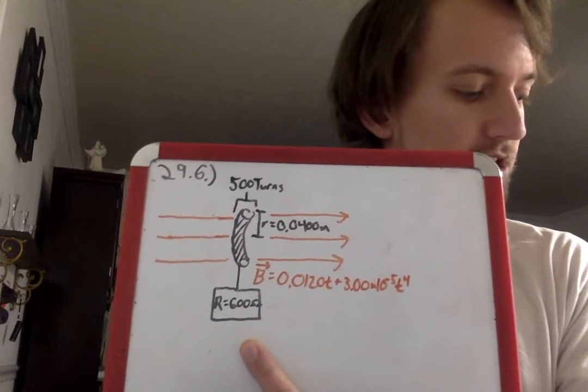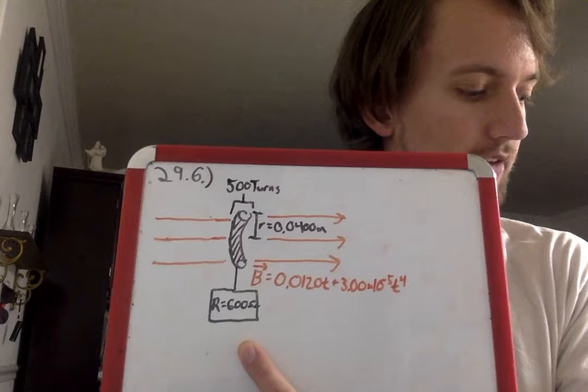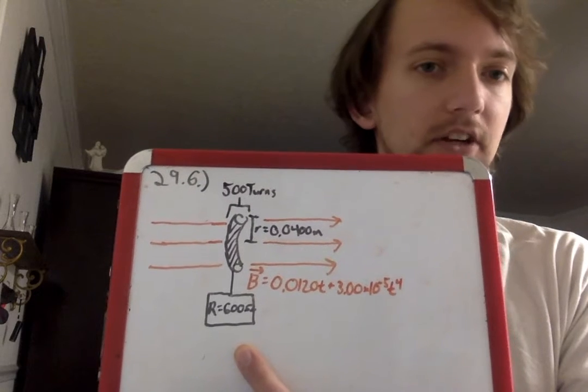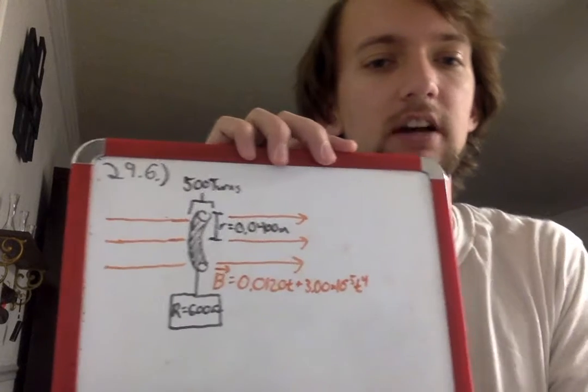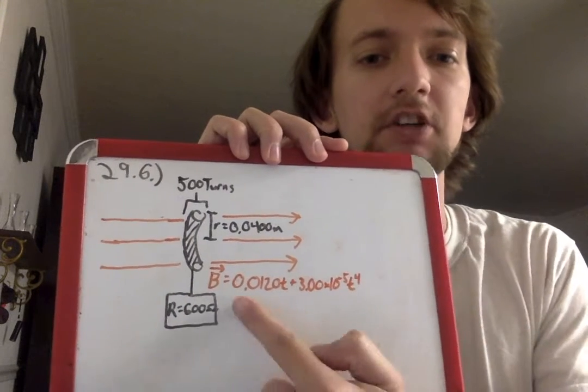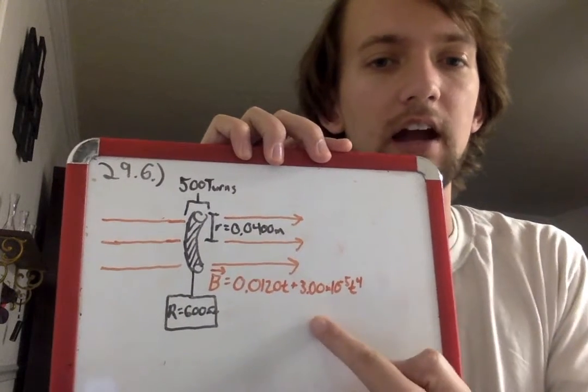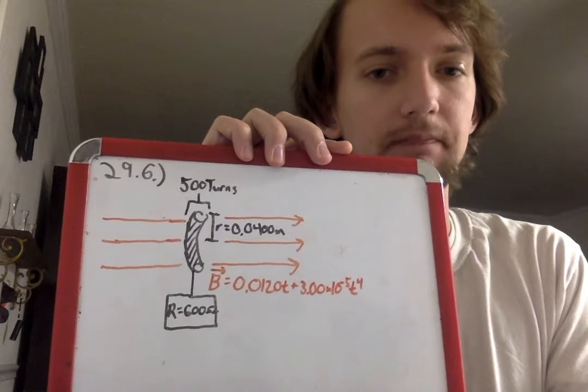So part A to the question, find the magnitude of the induced EMF in the coil as a function of time. And so we'll want to keep it as a function of time, and so we conveniently have a function of time here involved, and everything else is constant. And so we use the equation that EMF equals negative the number of turns times the derivative of the flux.